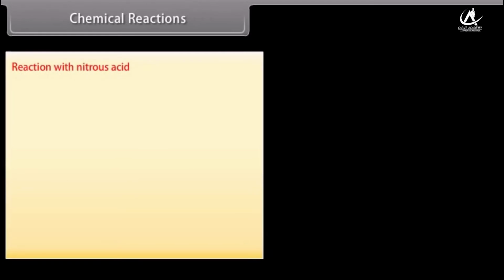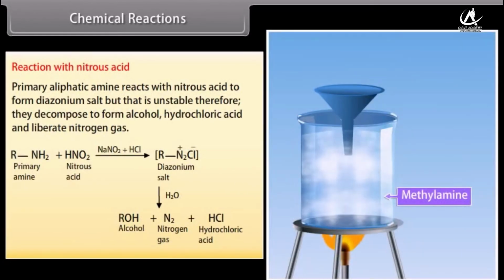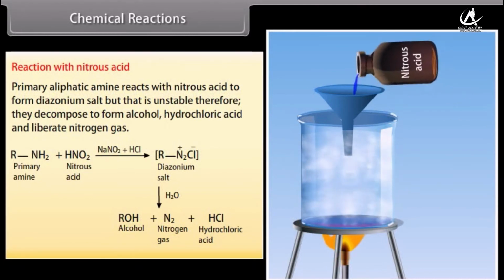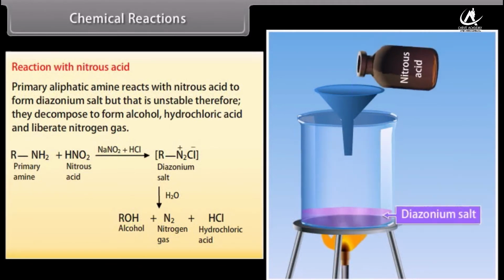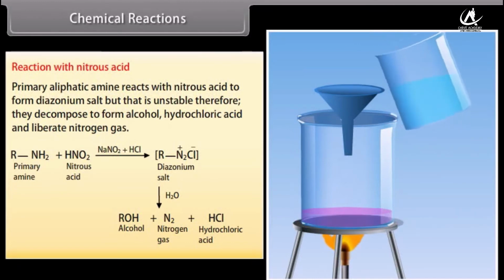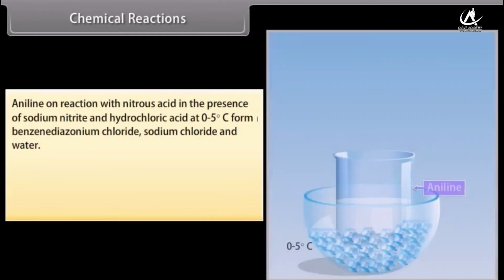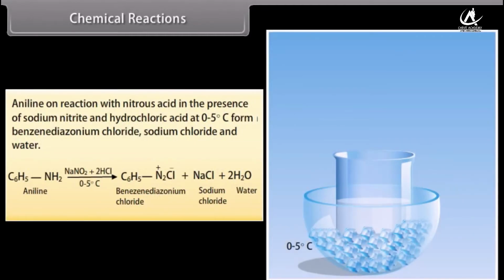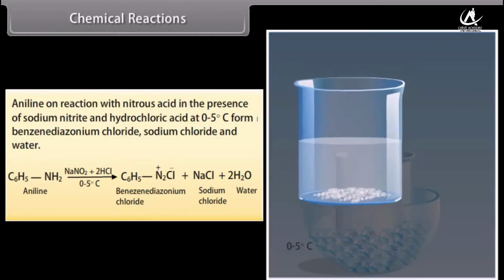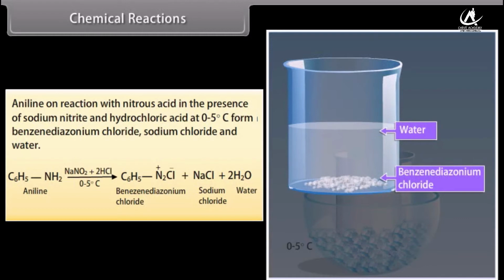Reaction with nitrous acid. A primary aliphatic amine reacts with nitrous acid to form a diazonium salt, but that is unstable. Therefore, they decompose to form alcohol, hydrochloric acid, and liberate nitrogen gas. Aniline on reaction with nitrous acid in the presence of sodium nitrite and hydrochloric acid at 0 to 5 degrees Celsius forms benzene diazonium chloride, sodium chloride, and water.